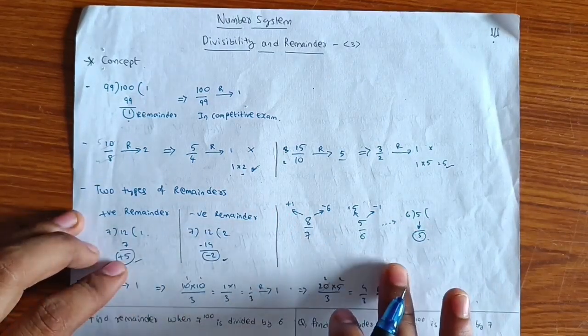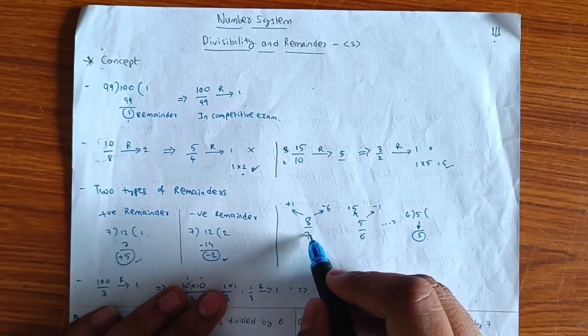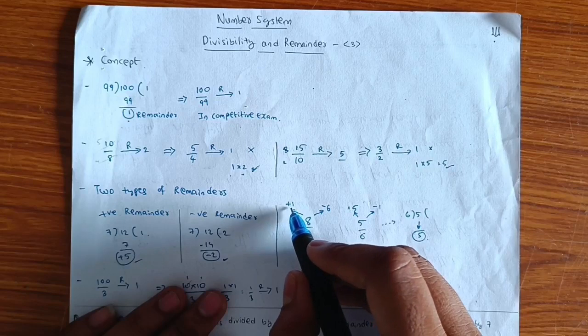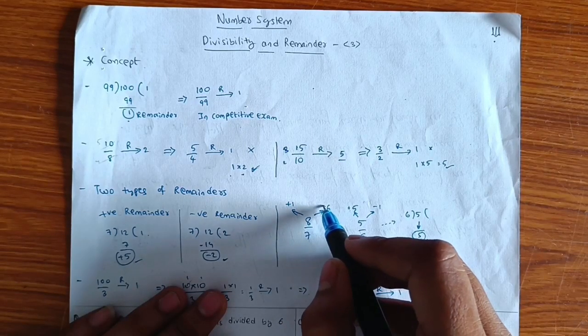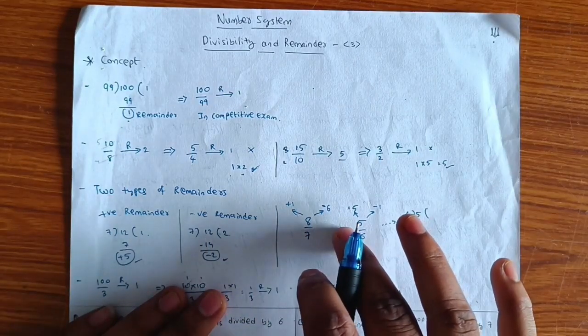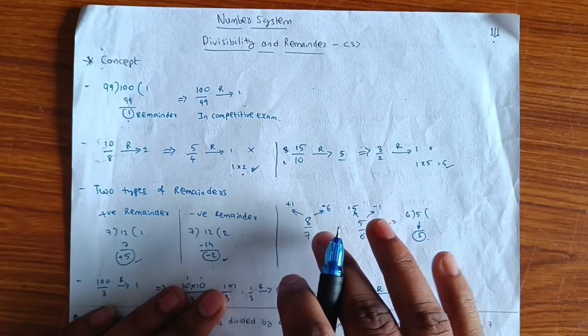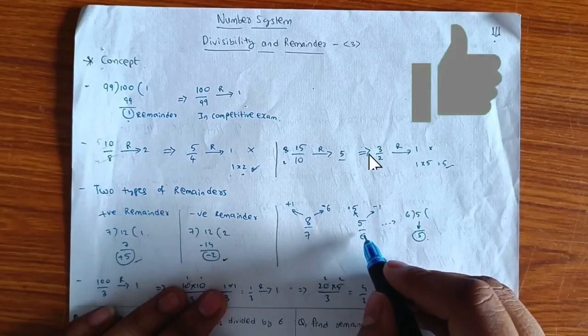So let us try here. Like 8 by 7, the positive remainder is plus 1, the negative remainder is minus 6. You can try out, 7 times 2 is 14, 8 minus 14 is minus 6.